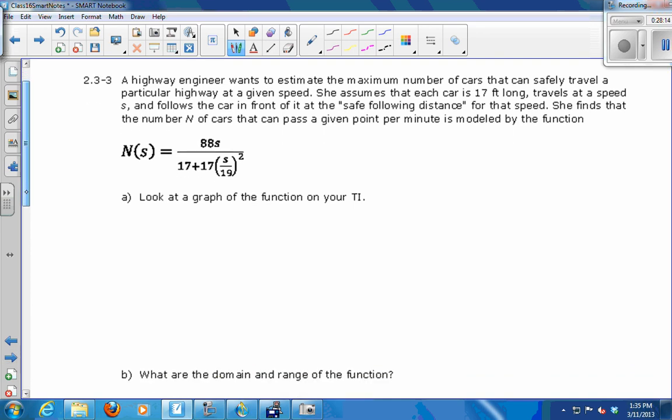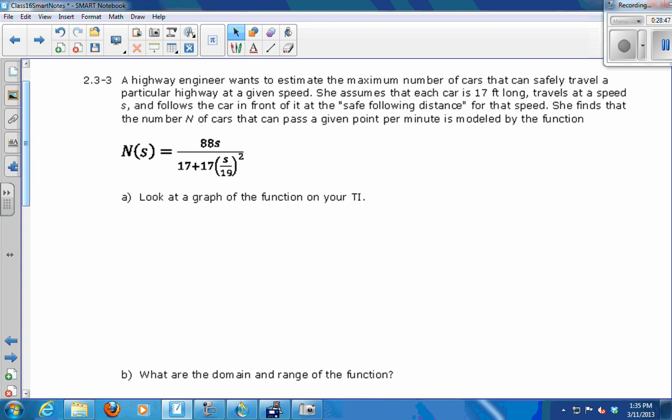Okay, so this question, we have a few minutes, so we can do part of it anyway. We have a highway engineer. She wants to estimate the maximum number of cars that can safely travel a particular highway at a given speed. She's going to assume that each car is 17 feet long and travels at a speed of s. So s is a variable that can change, because cars can travel at various speeds. And she's also going to assume a safe following distance for given speeds.